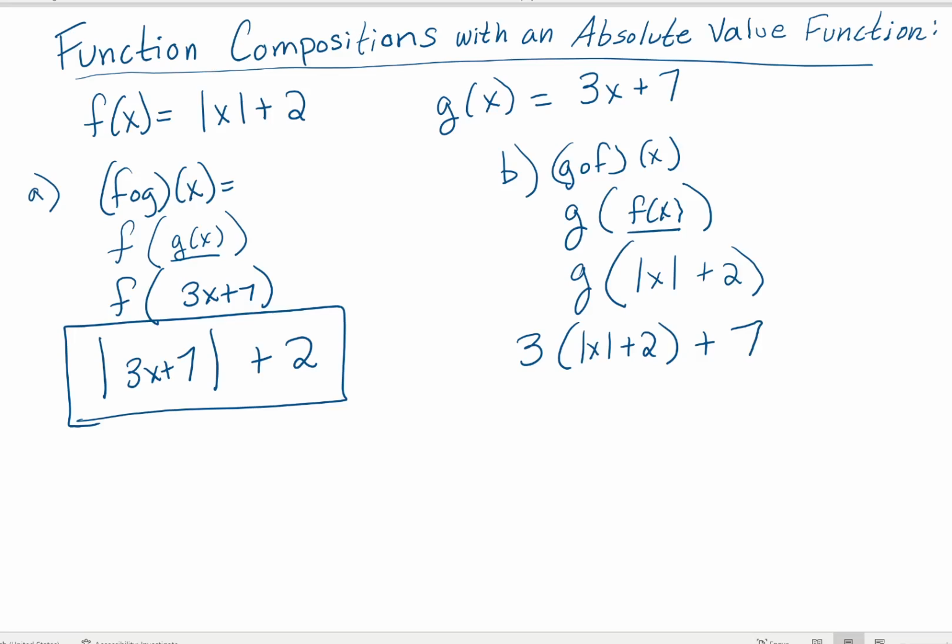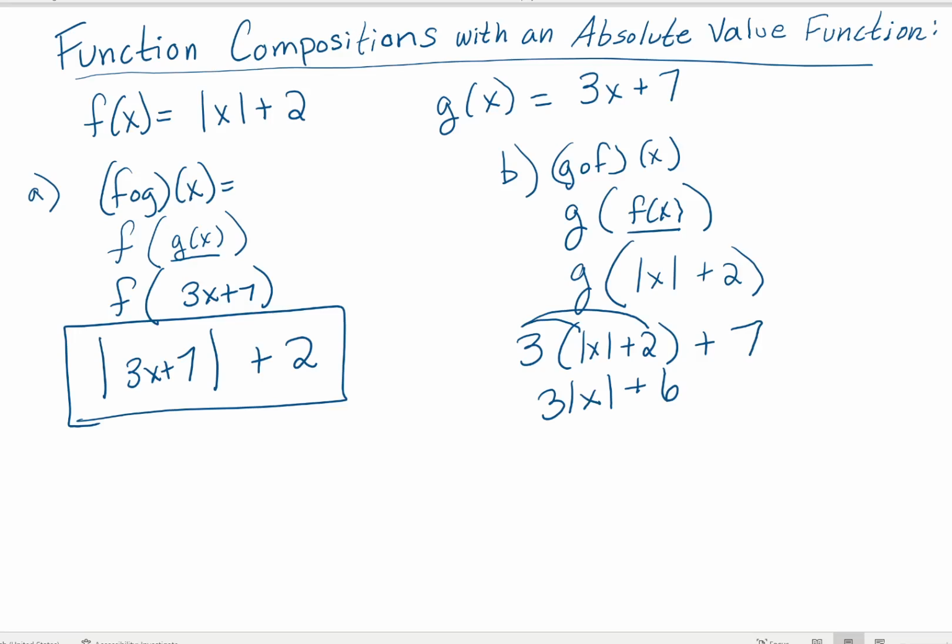So this 3 can be distributed to that absolute value, but not on the inside of the absolute value. It would just stay on the front as a coefficient. So this is going to be 3 absolute value of x. And then I'm going to distribute the 3 to the 2. So 3 times 2 is 6. And then I'm going to just bring down the plus 7.